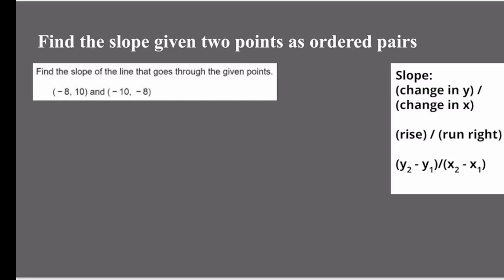Find the slope given 2 points as ordered pairs. So to find the slope of a line, if you're given 2 points, there's 3 ways to do this. First, understand that the slope is the change in the y values divided by the change in the x values. So this third option down here, that's the formula that you're typically given. You take 2 y values, subtract them, take the 2 x values, subtract them, and you find the quotient.